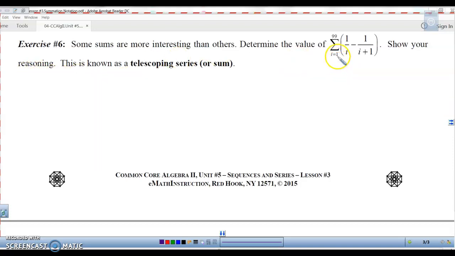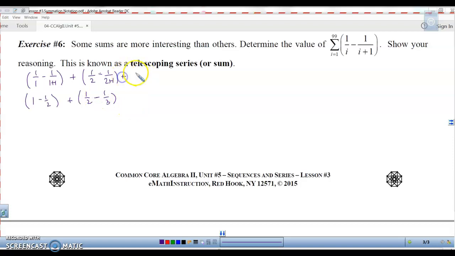My first term, where I plug in 1 for i, is going to be 1 over 1 minus 1 over 1 plus 1. All right, that gives me 1 minus a half. My second term is 1 over 2 minus 1 over 2 plus 1, and that would give me 1/2 minus a third.